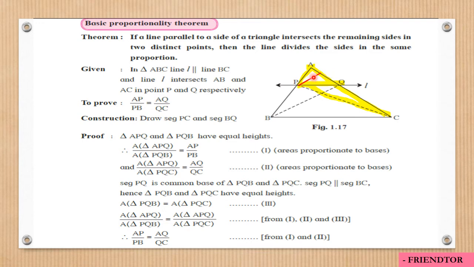So this red line shows the height of APQ as well as PQC, and the corresponding bases are AQ and QC. So again, when two triangles have the same height, then their areas are proportionate to their bases, and here APQ's base is AQ and for PQC the base is QC. So area of triangle APQ upon area of triangle PQC is AQ upon QC.